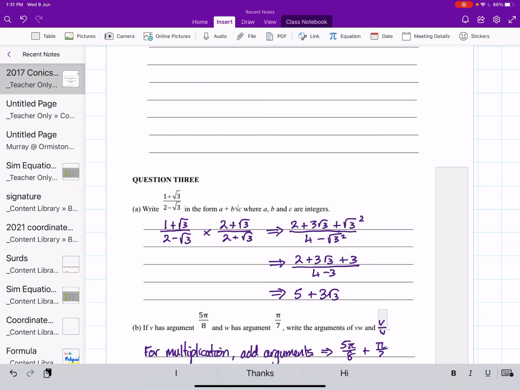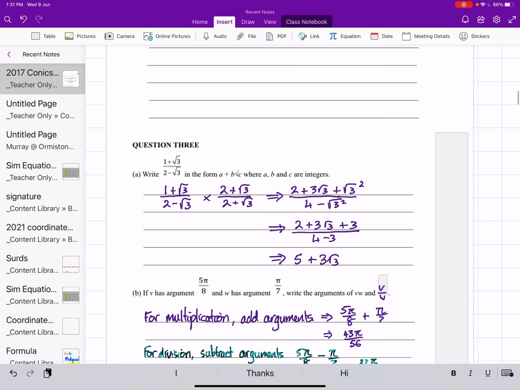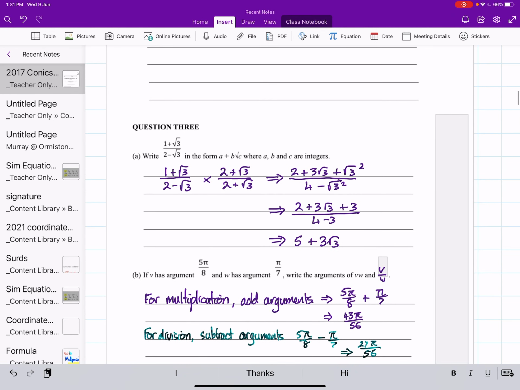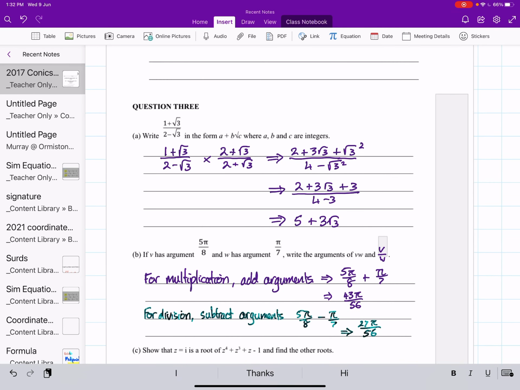For multiplication, you add your arguments, so add those fractions. For division, you subtract your arguments, so you subtract those fractions. Two answers, achieved level. For this one, we've got the roots. These will come in conjugate pairs. When you're doing synthetic division, make sure you put 0 for the z squared term.